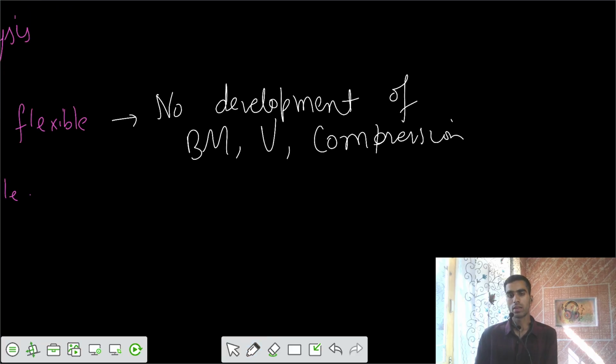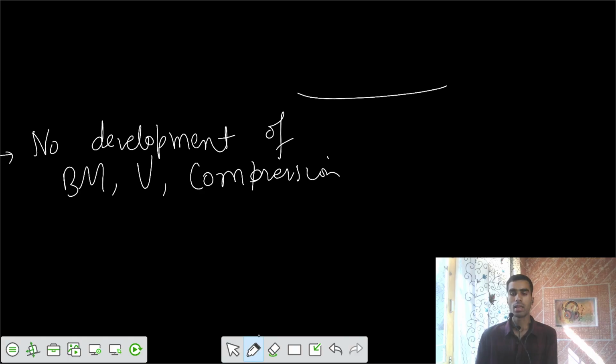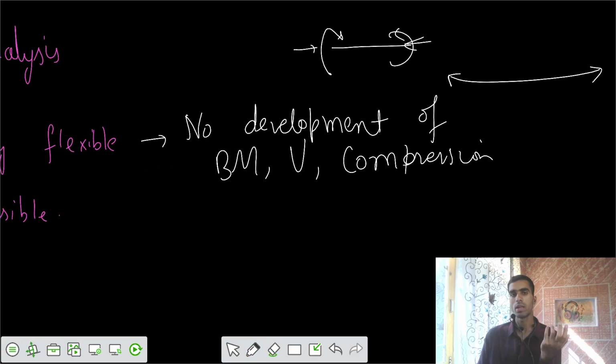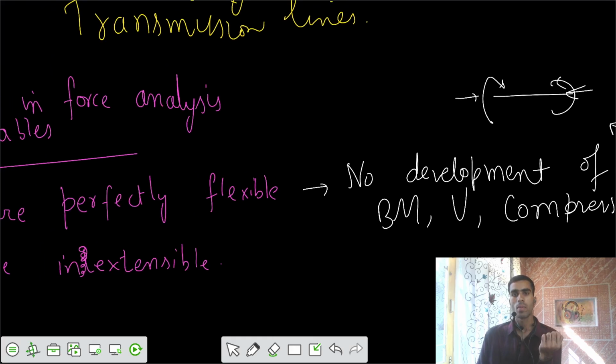So let's take any thin wire. You apply tensile force, it will have some resistance. That means only axial tension it can develop by resisting that change in length. But if you try to apply compressive force on this thin wire or thread of fiber, it won't resist anything. It would go in a curved fashion. Similarly, if you try to apply bending moment, it won't have any effect. So there won't be any development of bending moment.